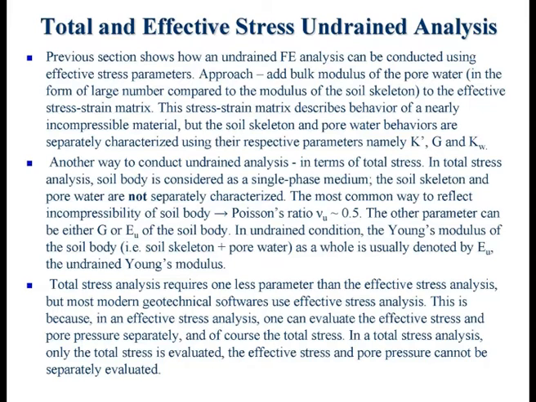Okay, so the question is, which one should you use? What is the advantage and disadvantage of both methods? The first method requires you to enter two parameters, K dash and G, or E dash and nu dash.